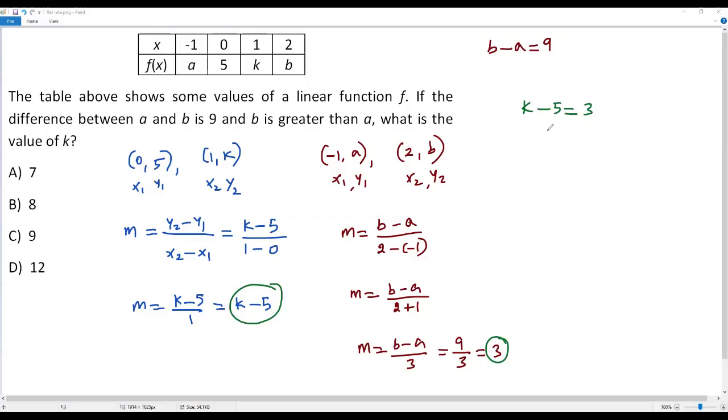Now to find the value of k, I have to add 5 to both sides. When I do so, the negative 5 and positive 5 cancel. Then I'm getting k equals 8. I got the value of k, that is 8. We find 8 in answer choice B. The correct answer choice for this question is B.